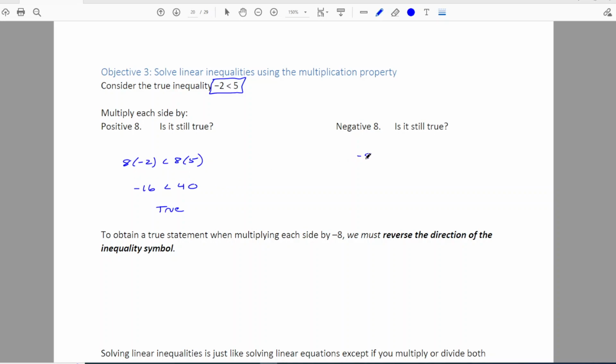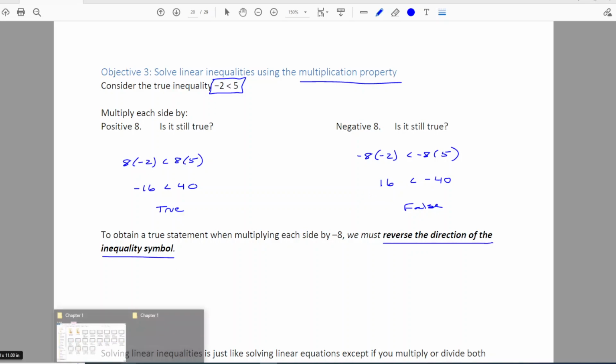But if I did the same thing, but instead of multiplying by 8, I multiply by negative 8, will it still be true? So negative 8 times negative 2 is 16, and negative 8 times 5 is negative 40. Is negative 16 less than negative 40? No, this one's false. So there is a break in the rule, which is that you're allowed to use the multiplication property, but you're not allowed to multiply by a negative unless you reverse the direction of the inequality symbol.